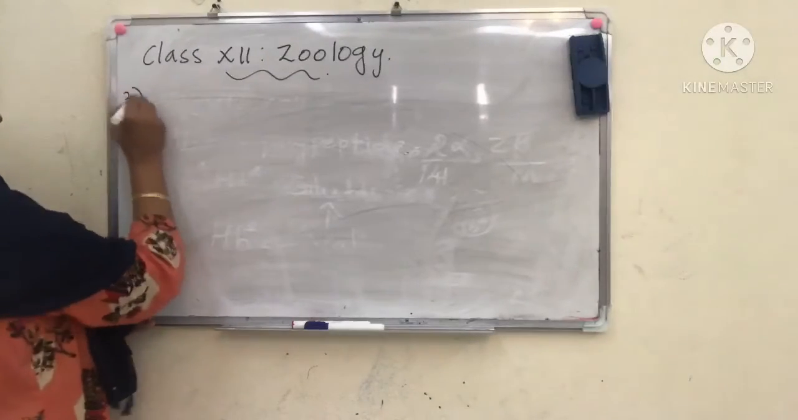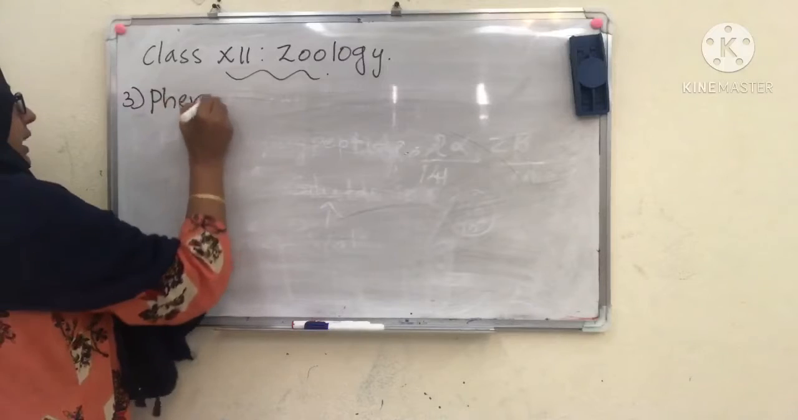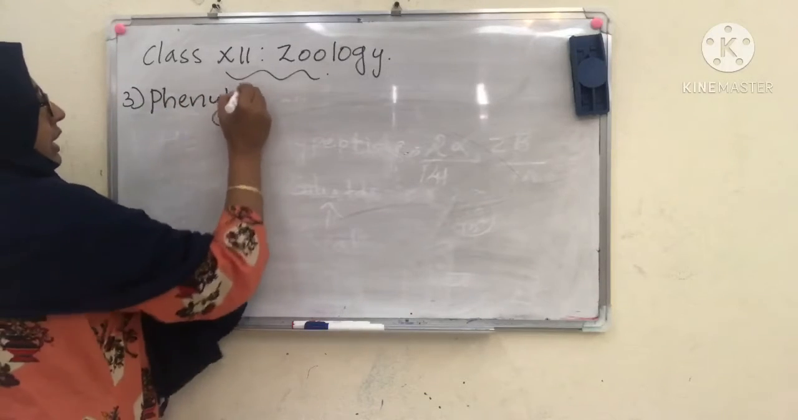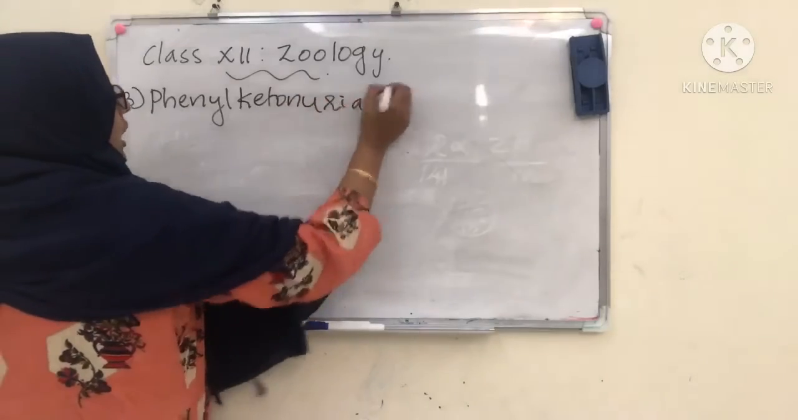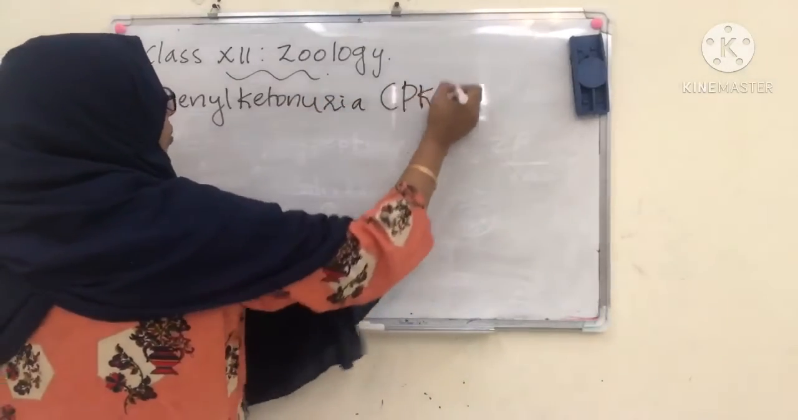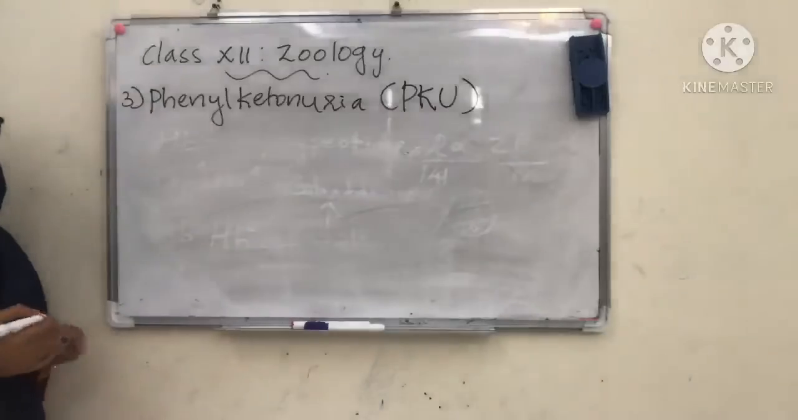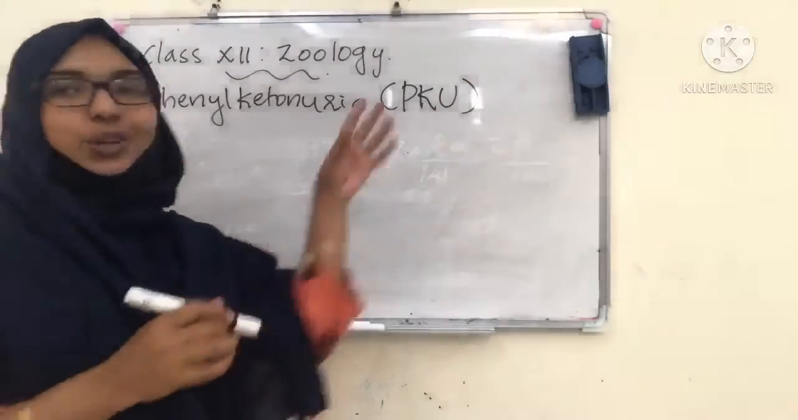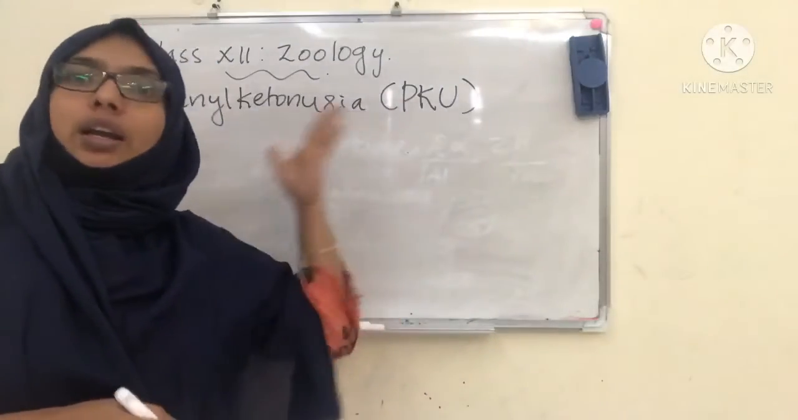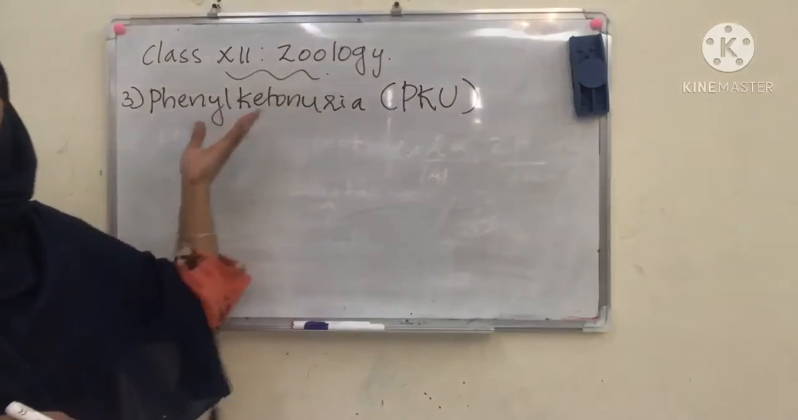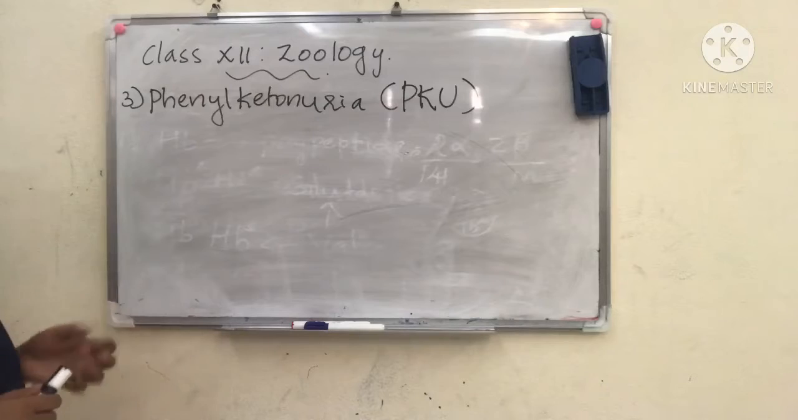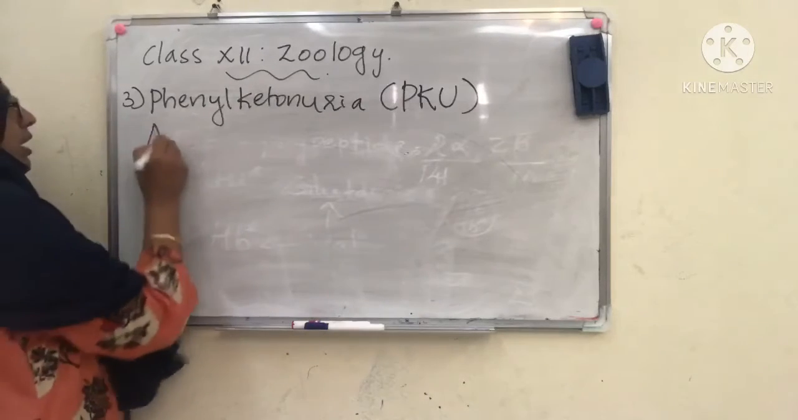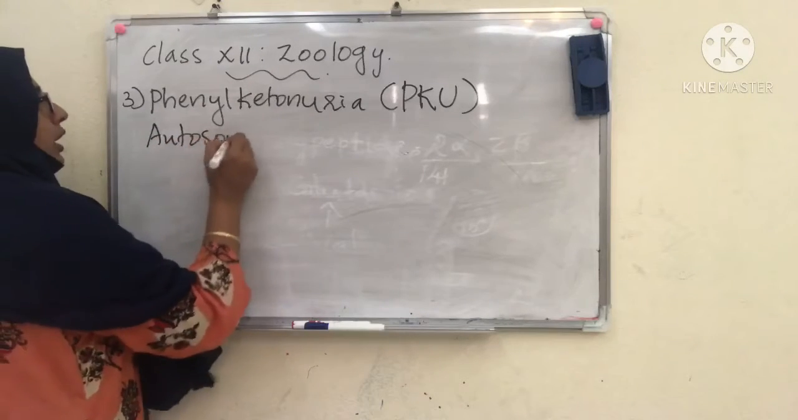And the third one which is included in the category is phenylketonuria. Or else we can write capital PKU. If PKU is not given in your textbook, PKU is also known as phenylketonuria. Again, it is an autosomal recessive disorder.